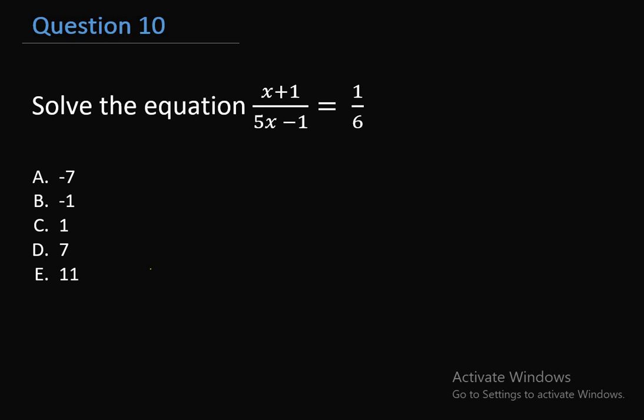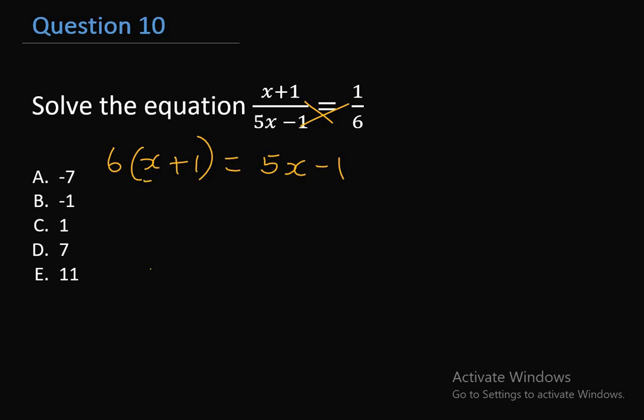Question 10. Solve the equation: x plus 1 divided by 5x minus 1 equal to 1 over x. So the first step is to cross multiply. So 6 multiply x plus 1, you have 6 bracket x plus 1. That means 6 is multiplying this numerator. 1 times 5x plus 1. Whatever you use to multiply 1 will give you back that expression. So I'll get back 5x plus 1.